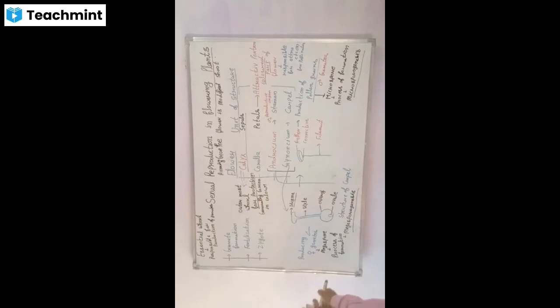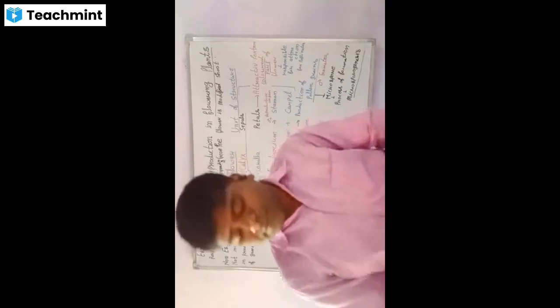And non-essential whorls are those which are not participating in production of gametes. Non-essential whorl: not involved in production of gametes. Okay, these are the two basic understandings, essential and non-essential. I hope you have written.